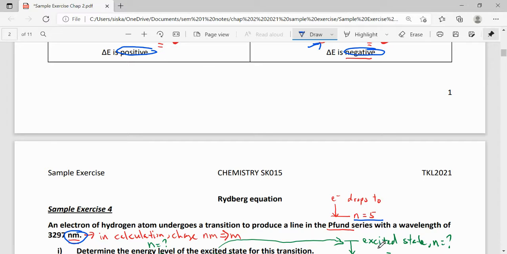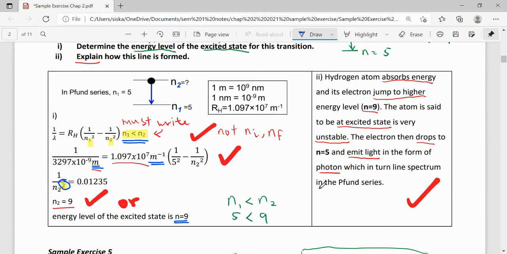Another one is explain. For explain, you have to explain one by one until the end. Absorb energy, jump to higher energy level, the excited state is very unstable, drops back down in the form of photon.